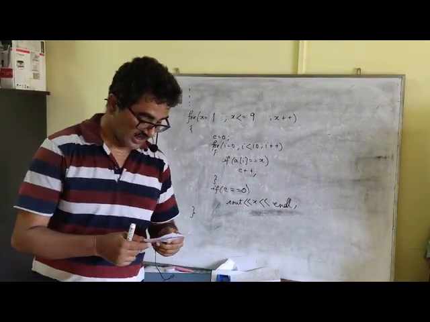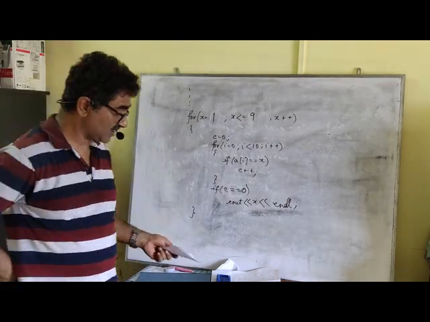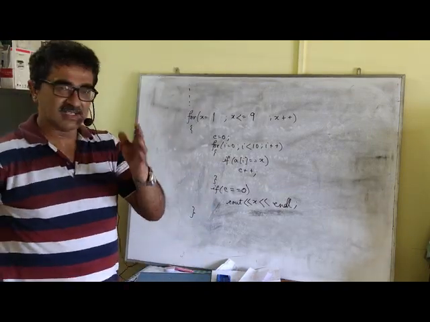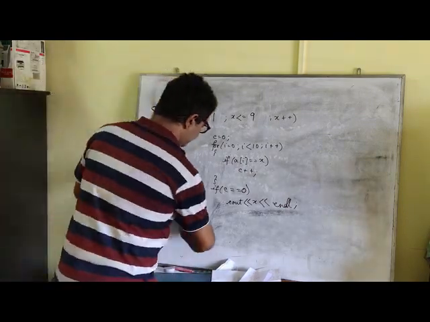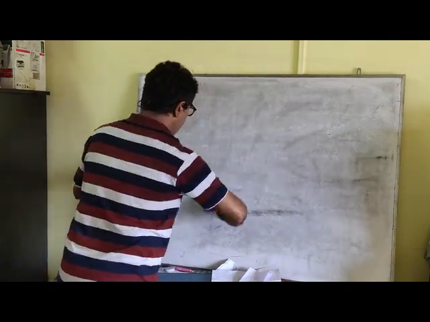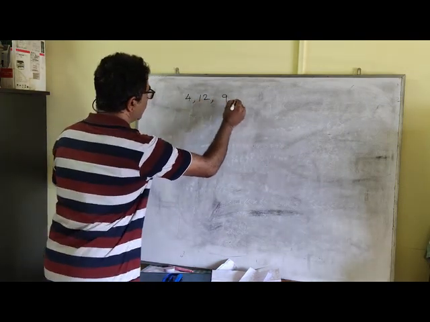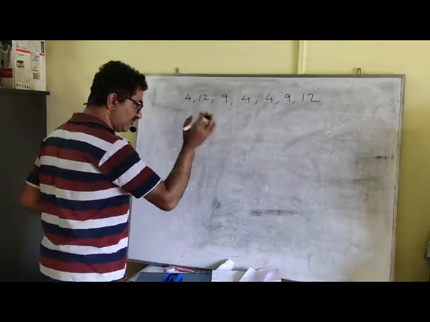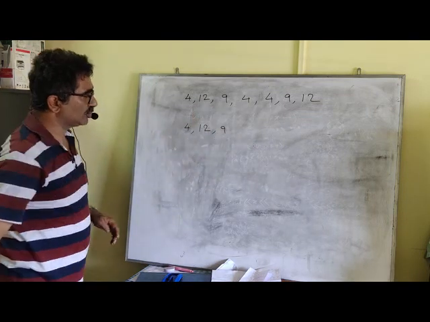That is, input 10 numbers into an integer array and print each number only once. Irrespective of the number of times it is present in the array, you are supposed to print it only once. Now, we'll understand this particular question, and then we'll try to understand how to go about it. Suppose these are the numbers, say 4, 12, 9, 4, 4, 9, 12. What should be the output? The output should be every number displayed only once. So 4, the next should be 12, the next should be 9. That's it. Nothing more than that.